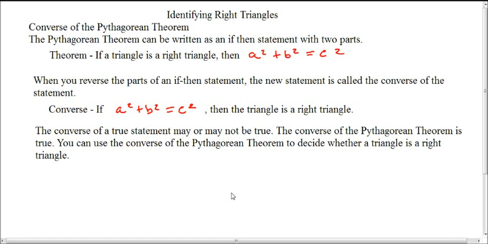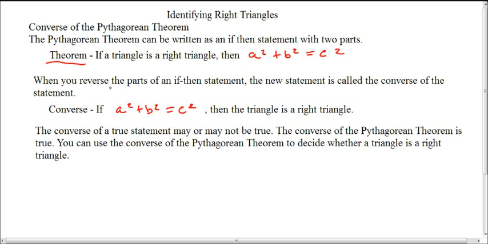So, the Pythagorean theorem can be written as an if-then statement with two parts. The first part, which is called a theorem, says if a triangle is a right triangle, then a squared plus b squared will equal c squared.